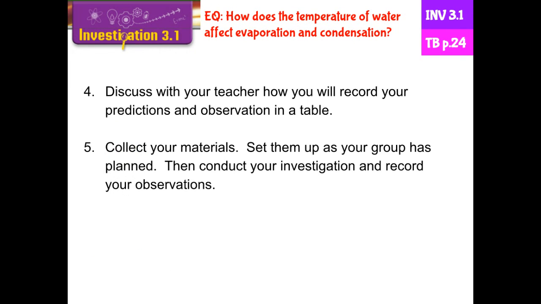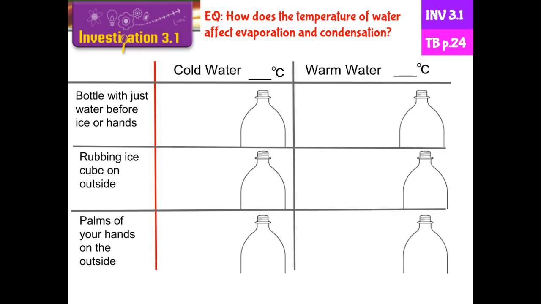Let's talk about the lab. You're going to be discussing your ideas with your teacher and then recording your predictions and observations as a table group. And then the materials will probably be set up for you, and you'll conduct your investigation and record your observations. The way you should record your information, you should make a fancy T chart here, have a column for cold water. You're going to want to record the temperature in Celsius, and warm water and record the temperature in Celsius. And then you're going to want to draw a bunch of 2-liter bottles.